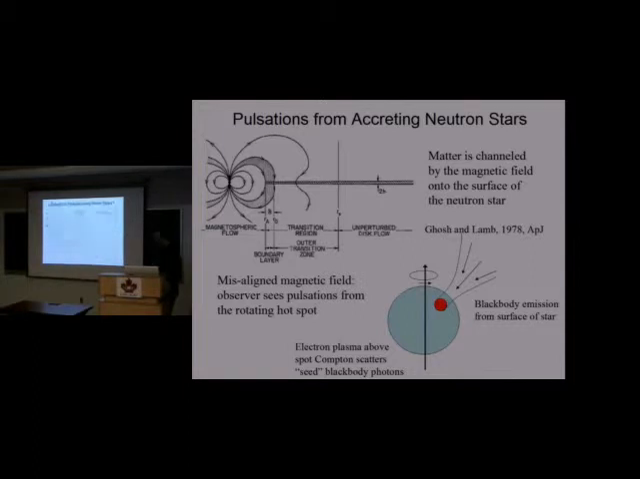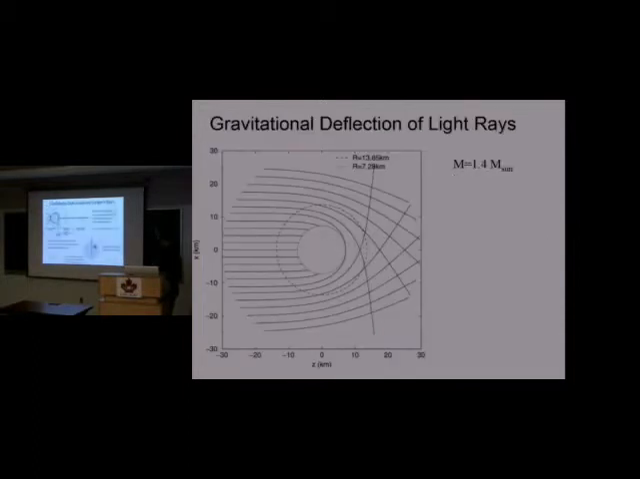Okay, so we see this thing going around, but then you have to take into account the fact that the light that comes from the spot is affected by gravitational deflection. So here's an old diagram showing just a bunch of parallel light rays coming in from the left, and how they get deflected.